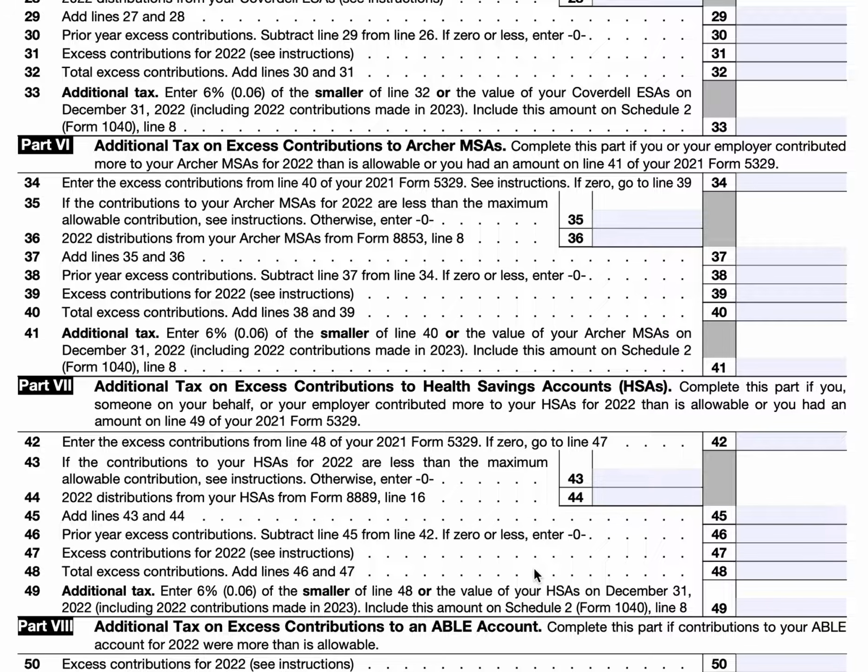For line 47, once you've calculated your excess contributions for the year, you will add this number to the number in line 46 representing your prior year excess contributions and enter that total in line 48. This represents your total excess contributions. For line 49, you will enter 6% of the smaller of line 48 or the value of your HSAs at the end of the tax year. Also include this amount on Schedule 2, line 8.